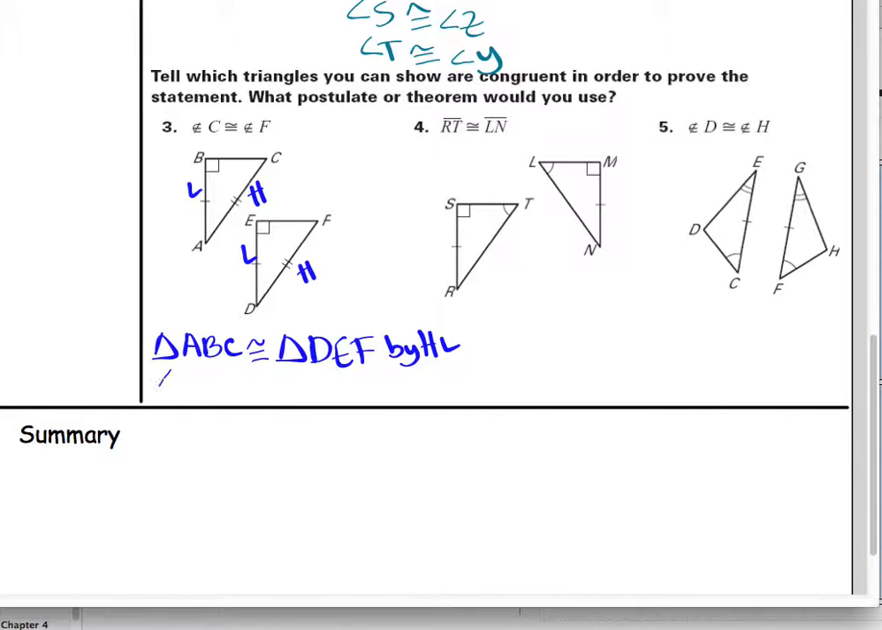And then I would be able to say that angle C is congruent to angle F by CPCTC. Corresponding parts of congruent triangles are congruent. So that's what I would do on that one.